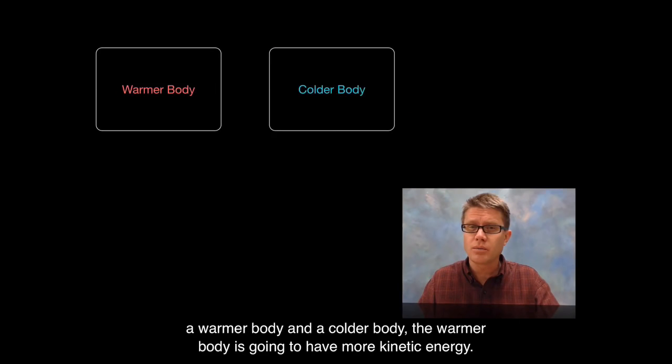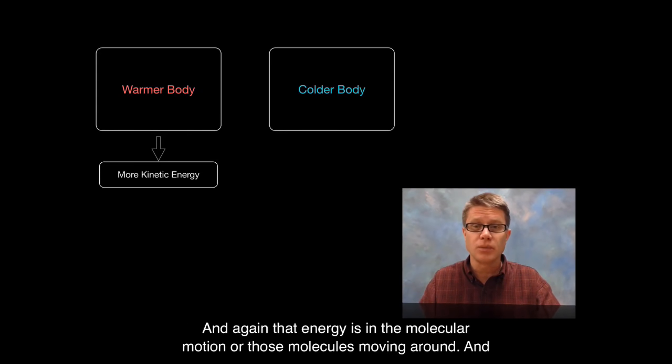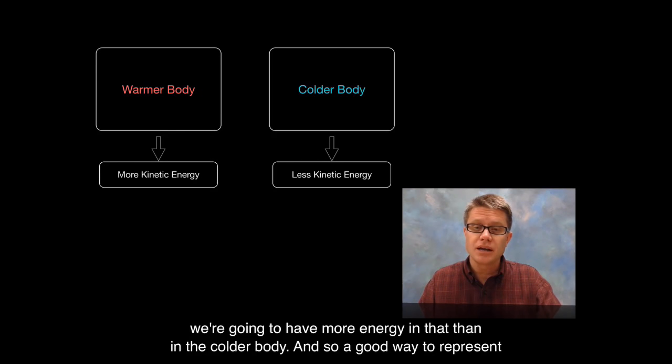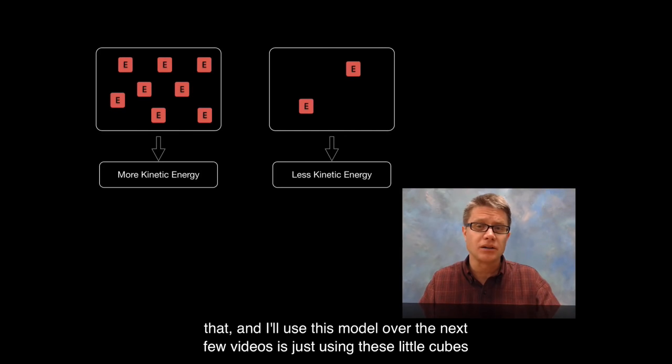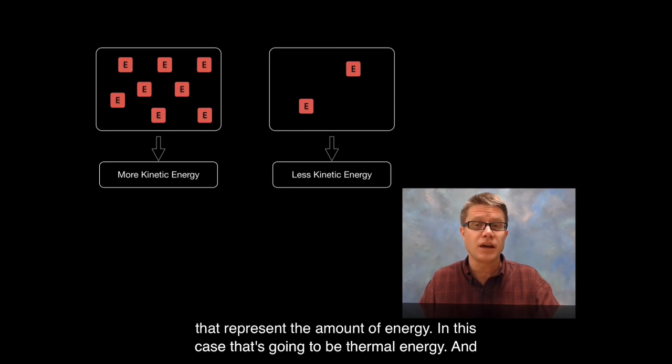And so if we ever have a warmer body and a colder body, the warmer body is going to have more kinetic energy. And again, that energy is in the molecular motion, or those molecules moving around. And we're going to have more energy in that than the colder body. And so a good way to represent that, and I'll use this model over the next few videos, is just using these little cubes that represent the amount of energy. In this case, that's going to be thermal energy.